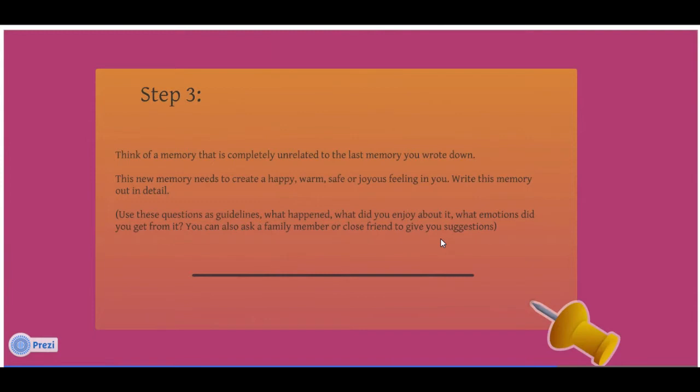So then the next step is to think of another memory which is completely unrelated to him. And this memory has to be something that makes you feel happy. It has to be a memory of something that makes you feel warm. Can you think of anything like that? Scuba diving with the dolphins. Okay, right.